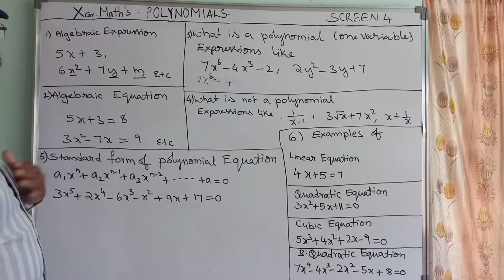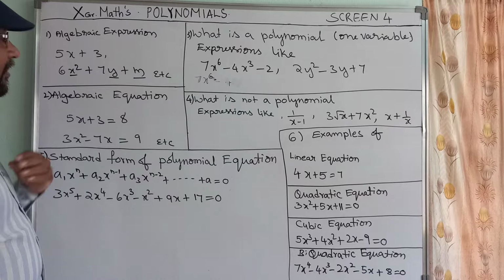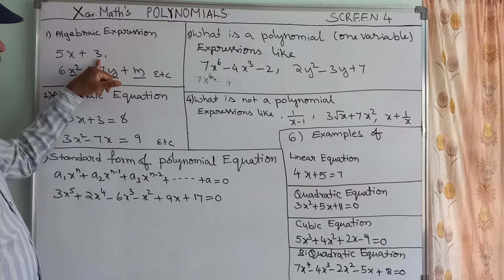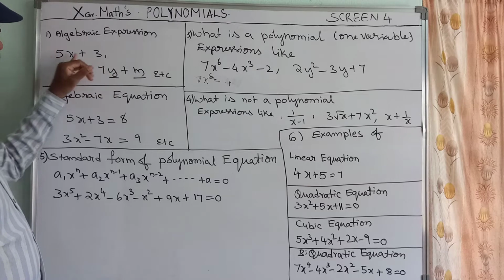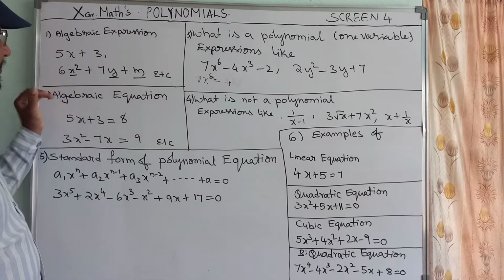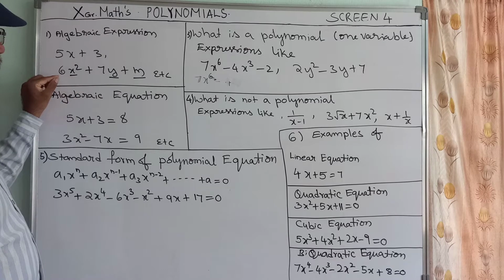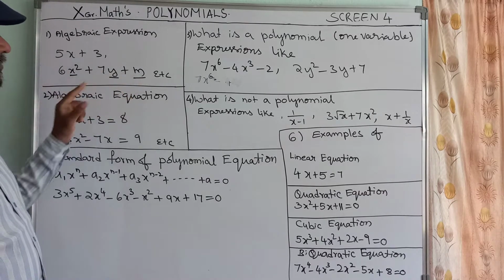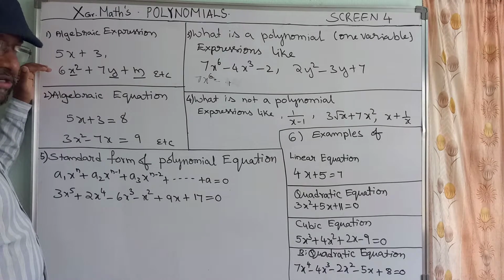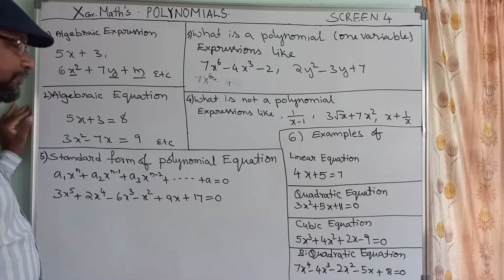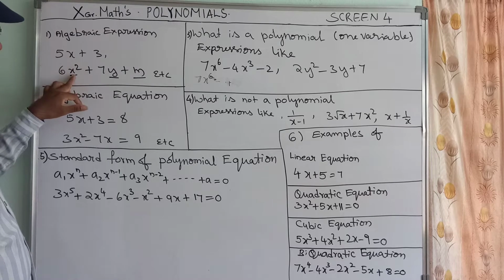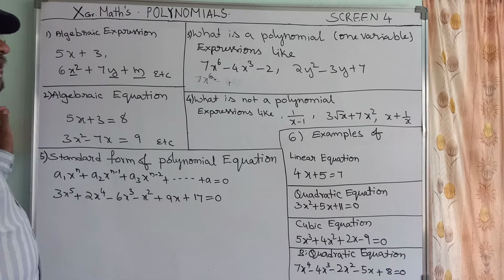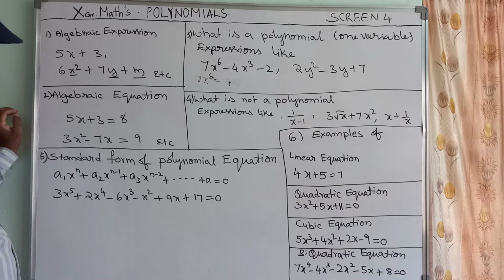First one is algebraic expression. It is a binomial expression having two terms. 5x plus 3 is an example, and another one, 6x square plus 7y plus m. It is a trinomial expression of different variables. So here x is there, x square and y and m, and this is an algebraic expression.